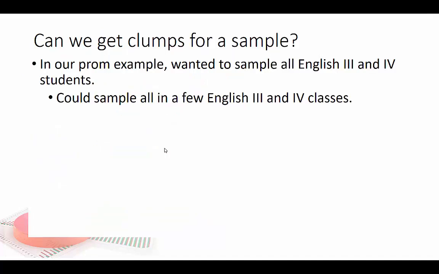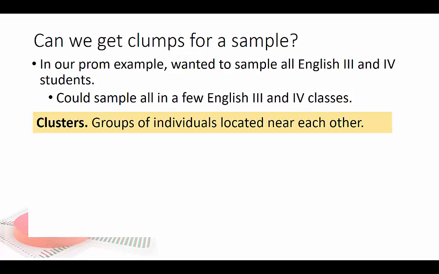Can we do clumps instead? Sometimes it's actually a lot easier to do clumps of people. For example, instead of trying to randomly sample among all the English 3 classes, because there are a lot of English 3 classes, we could just pick 1 or 2 English 3 classes, maybe even 3, and sample those. We could do the same thing for the English 4 classes. And basically, we would be using clusters, groups of individuals located near each other, making it easier to get access.